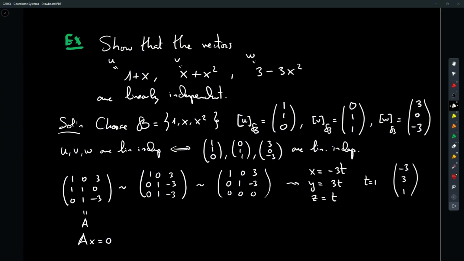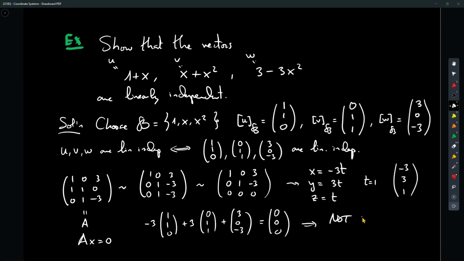That tells me that minus 3 times 1, 1, 0, plus 3 times 0, 1, 1, plus 3, 0, minus 3 is a linear combination that gives me the 0 vector. You can check that this is indeed 0, 0, 0. And that tells me that they are not linearly independent. And that also gives me a linear relationship, with exactly the same coefficients, between the polynomials that we were talking about. So let's see that that is actually the case.